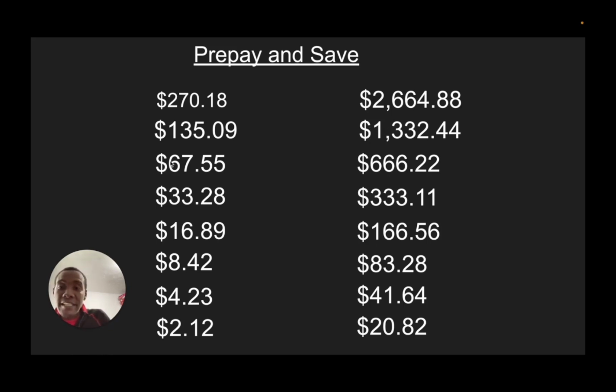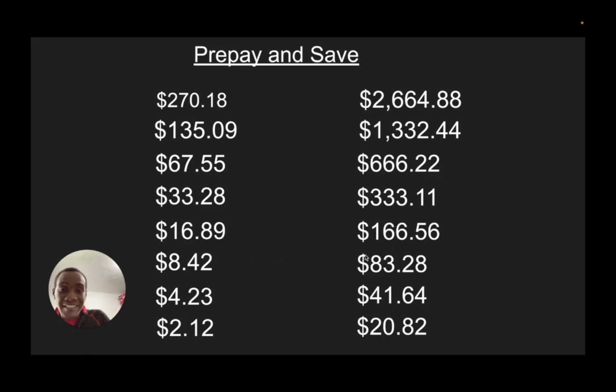What if I only had half of that, which is $67, which is half of that $135? How much could I save on interest? Well, you can save $666 in interest. That is amazing savings. What if I only had $33? Look at that. You can still save over $300 in interest. If you were thinking, what if I only had $16? Well, you can save $166.